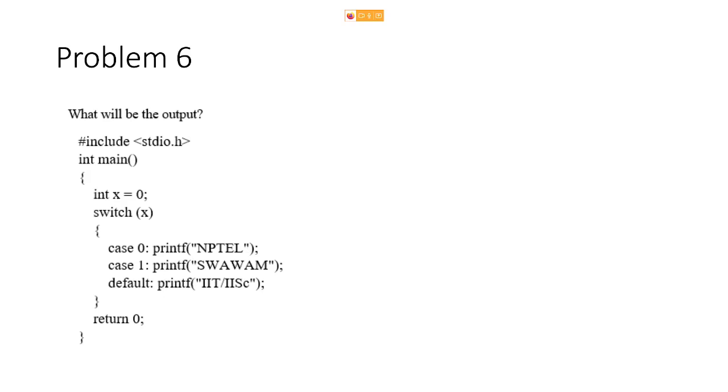It's very important to put a break after every case in a switch. If you do not put a break, then it is going to go to the case which x is representing. Let's say x is equal to 0. So it will go to case 0, print NPTEL, and after that, since there is no break, it will go to case 1 also and print Swayam, and after that it is going to the default case also and print IIT IISc. So it is going to print all of these.